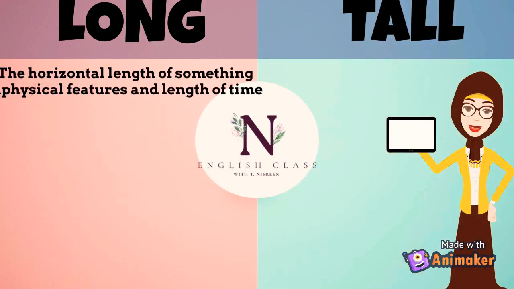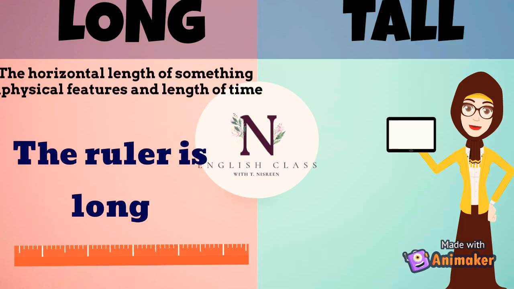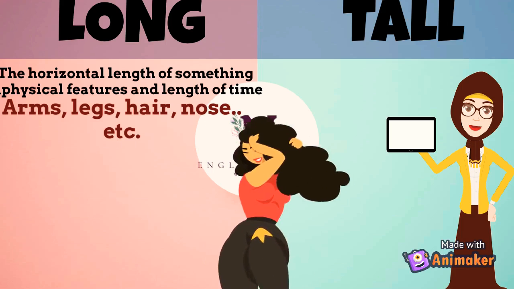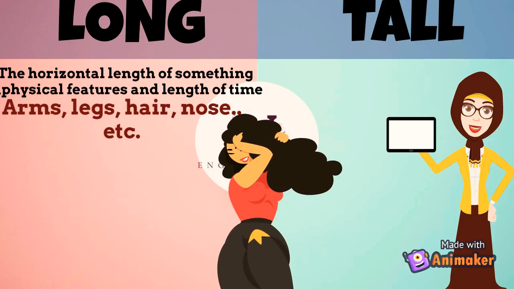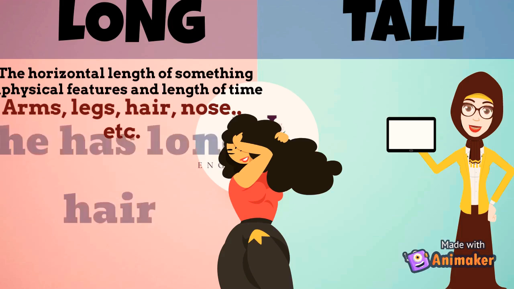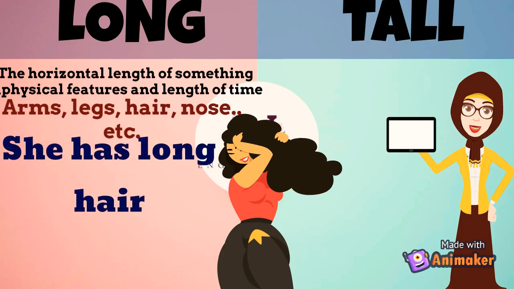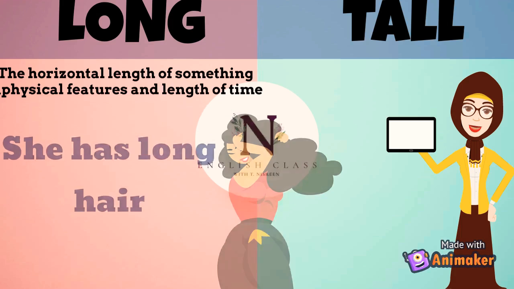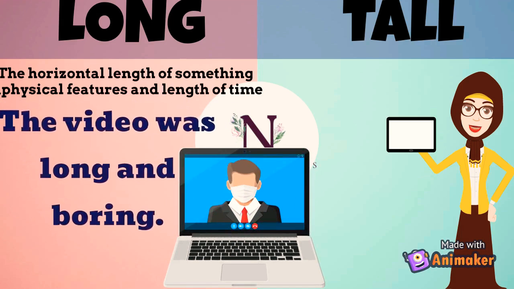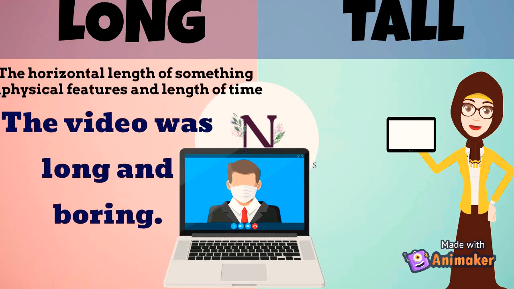I think you will understand when you read the examples. If we are talking about horizontal length of something, for example, the ruler, you can describe it by the word long. The ruler is long. If we are talking about physical features as arms, legs, hair, nose, and etc., you can describe them by the word long. She has long hair. If you are talking about the length of time, you can describe it by the word long. The video was long and boring.